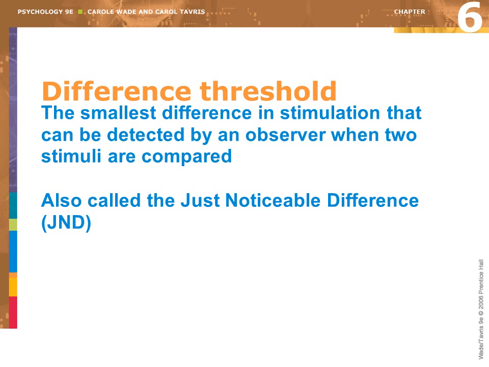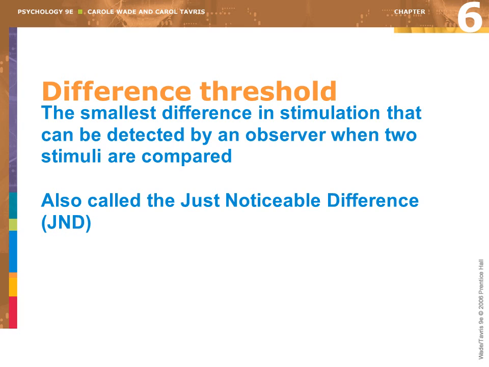Difference threshold, we'll look at the word difference threshold. So you can tell the difference between two stimuli. It's the smallest difference in the stimulation that can be detected by an observer when two stimuli are compared. It's also known sometimes as the just noticeable difference.